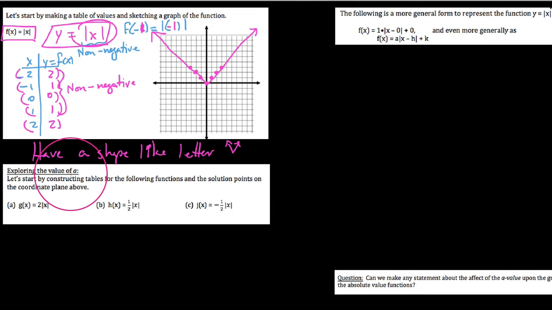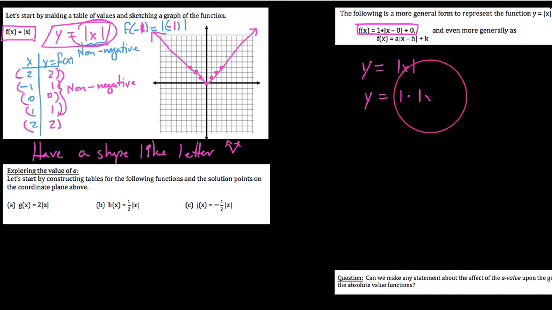And before we get any further into this, what I want to tell everybody is we can say, as a more general form to represent y equals the absolute value of x, we could rewrite this in general more along the lines like this. And I know this looks kind of unnecessary, but we could say this was really 1 times the absolute value of x. And we said the absolute value of x minus 0 on the inside of here.